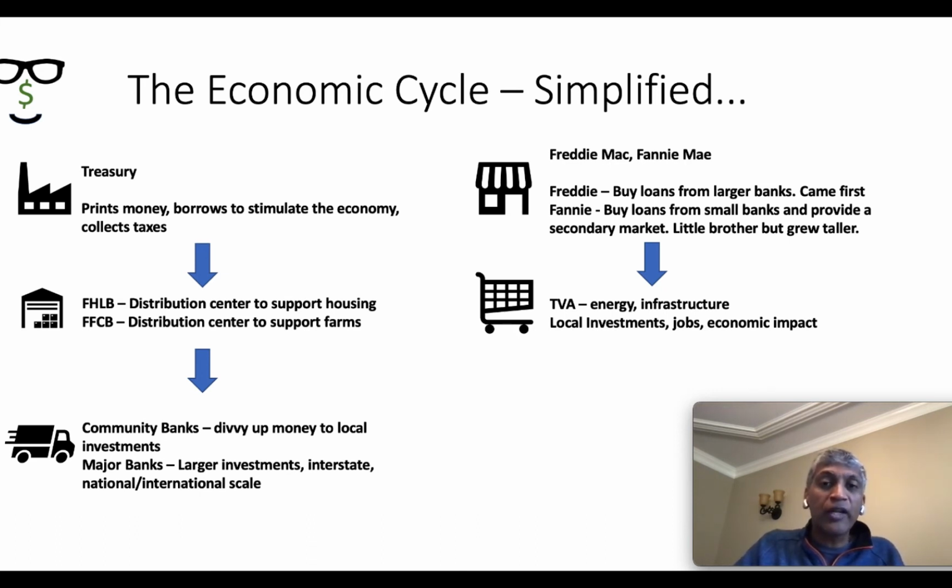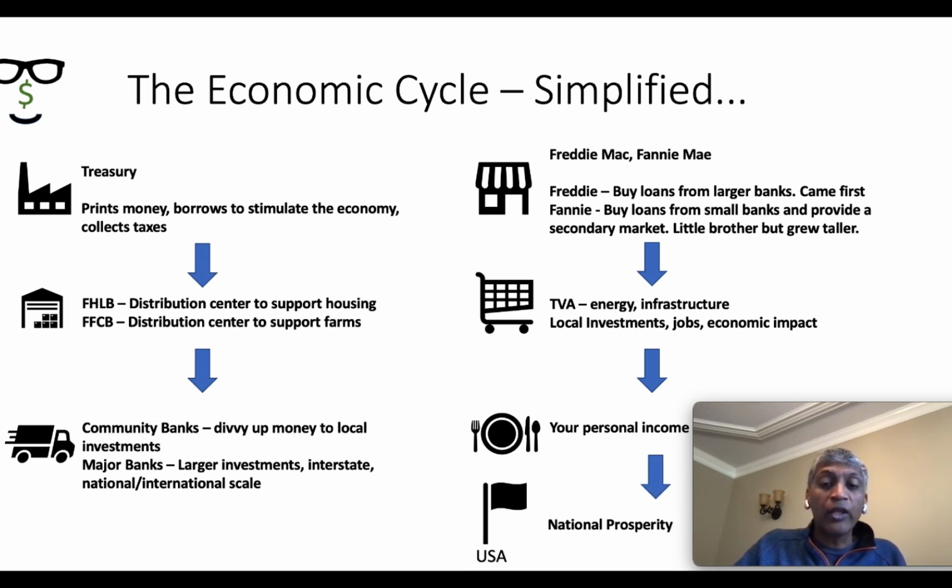The infrastructure that enables you to buy a lot of goods at one time is the grocery cart. That is the local investment, the energy infrastructure. And finally, on your dinner plate comes the food that has been cooked. That is your personal income and your wealth. And you then contribute to the prosperity of the nation, which enables the nation to reduce its debt, to offer more incentives, collect taxes from the wealth you created, and thereby go through this entire circle again.